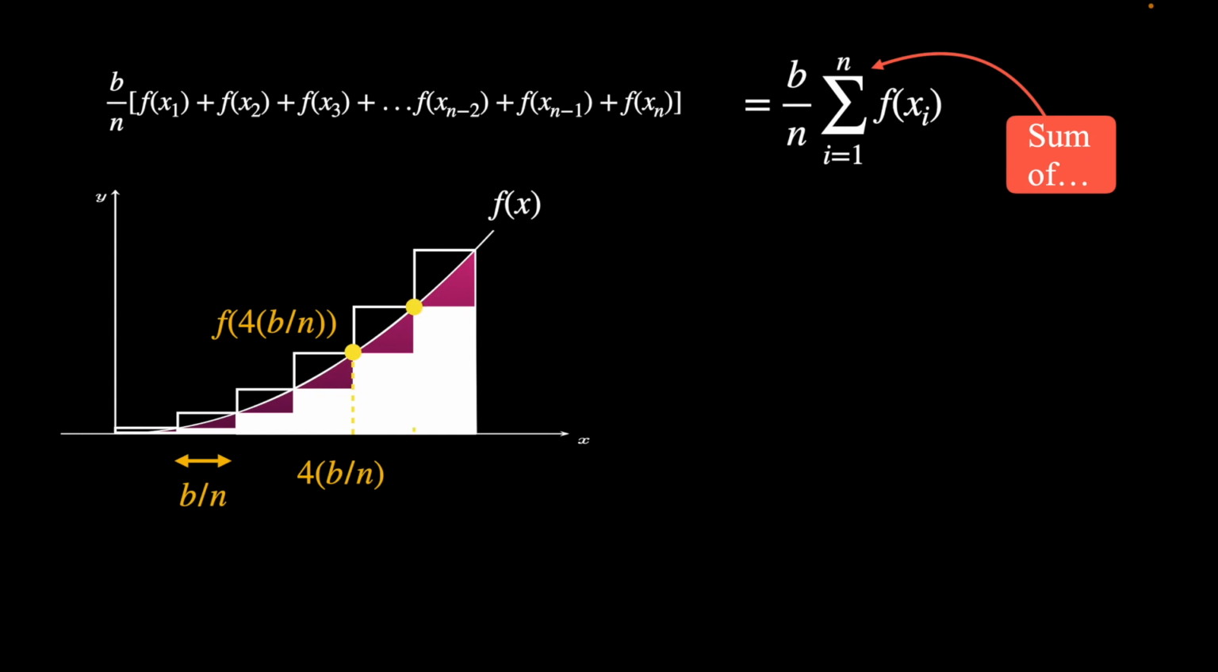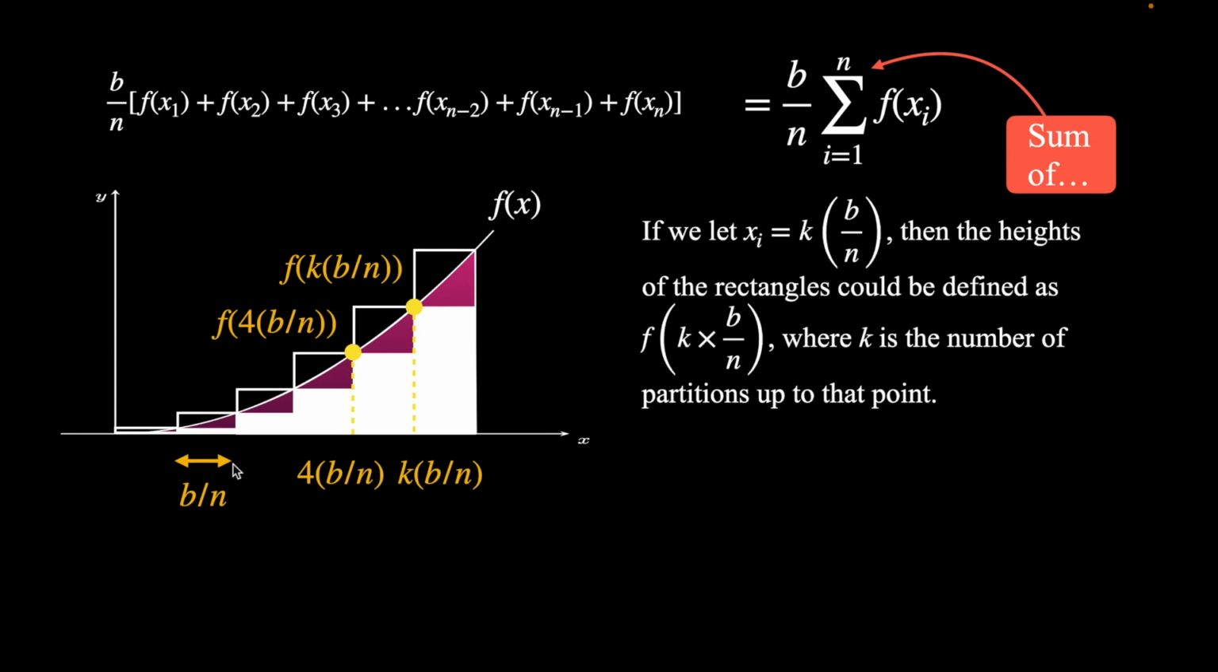In general, if we pick another point, let's pretend we don't know where that is, some other height of another rectangle, we could say its x-coordinate will be k times b over n. So whatever position it has in those partitions, that will be k, and its height will be f of k times b over n. So notice how we're trying to generalize as much as possible. This is actually going to help us solve this problem. So we can say if we let xi equal k times b over n, xi was just the x-coordinates of our partitions, then the heights of the rectangles could be defined as f of k times b over n. That's just what I said here, where k is the number of partitions up to that point.